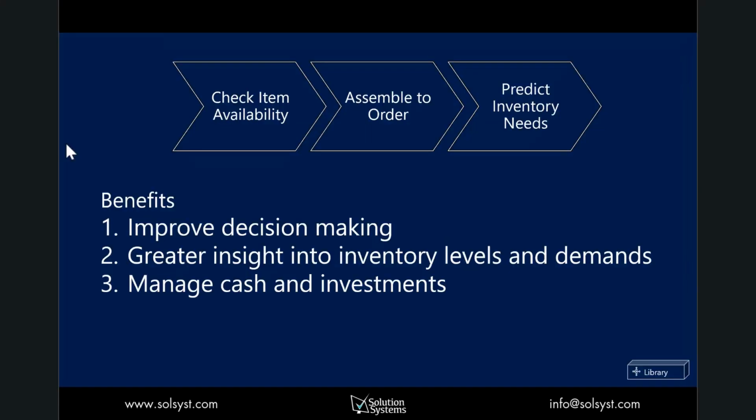So in this scenario around managing inventory, we showed you 3 different ways in which you can tackle that, whether it's checking the item availability, the assemble to order, or doing the predictive area around inventory needs.